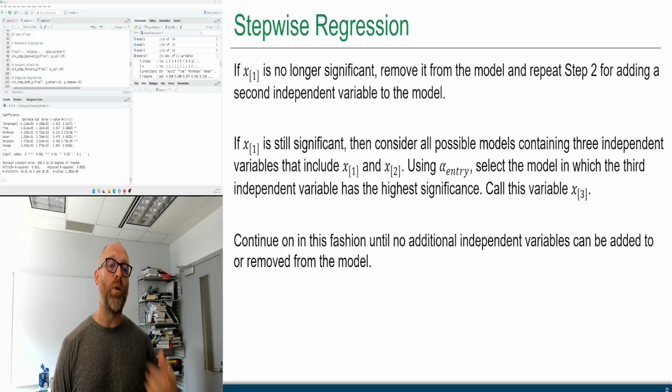And then again, the stop criteria is once we cannot add and we cannot remove anything from there. That's it. That's all. And the stop criteria is going to be based upon the alpha stay and alpha enter, which again, do not have to be the same.